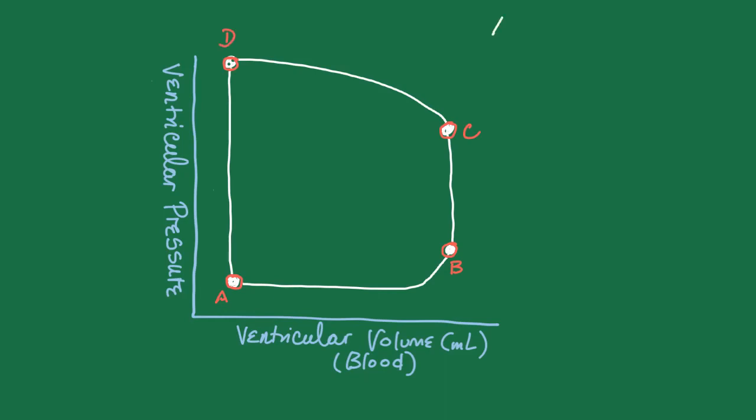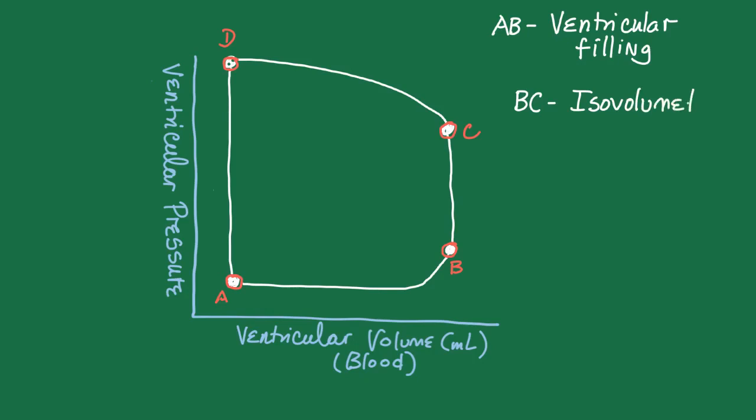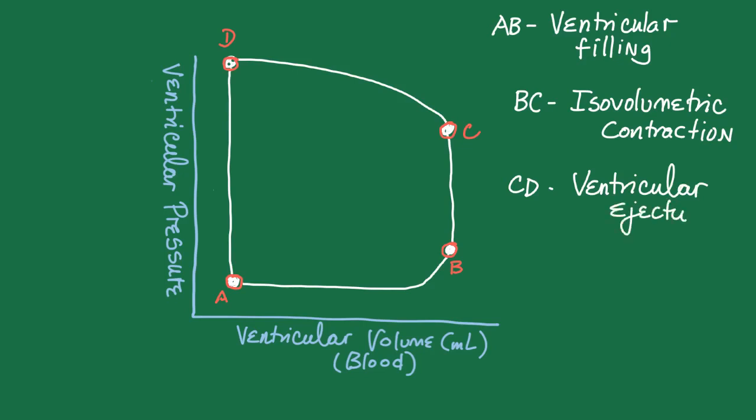Between A and B is when the ventricles are filling up with blood, because at B, the AV valves close. The ventricular filling is complete. So from A to B represents ventricular filling. The second stage is B to C. At B, the ventricles are increasing in pressure, but all valves are closed and no blood is flowing anywhere. So the stage between B to C is called isovolumetric contraction. We know that C is the dramatic event when SL valves open. So from C to D is the ventricular ejection.